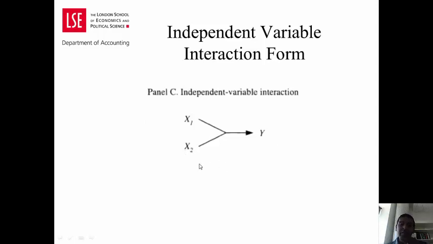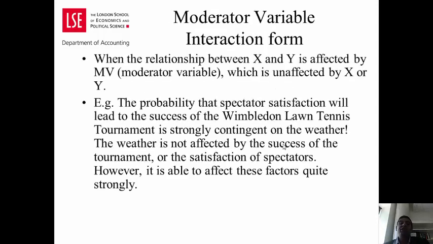Similarly, we might argue that the ability of a reward to affect performance really depends on how good the dancer is to begin with. If you've got a terrible dancer, it doesn't matter how much you pay him or her, it's not going to lead to a good dance because the dancer isn't of quality to begin with. So the quality of the dancer can affect how well rewards impact the quality of a dance. So x1 and x2 don't just separately affect y, they affect y by interacting with one another to then affect y. The fourth relationship is the moderator variable interaction form.